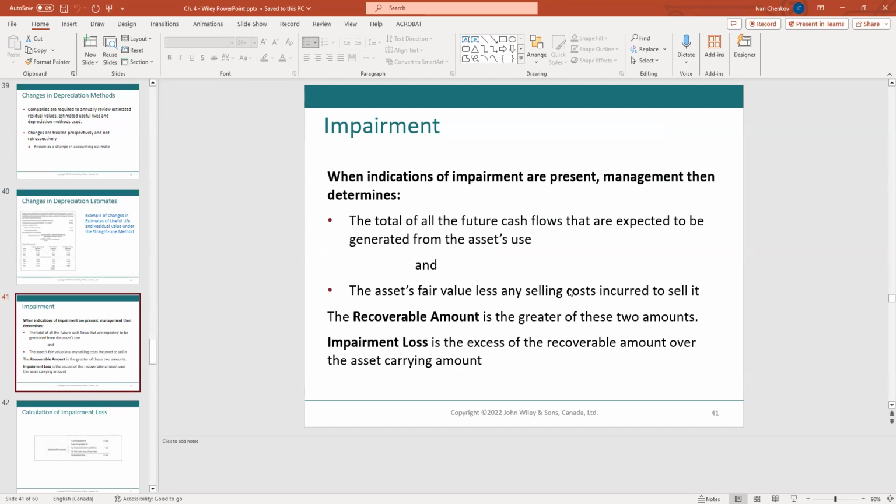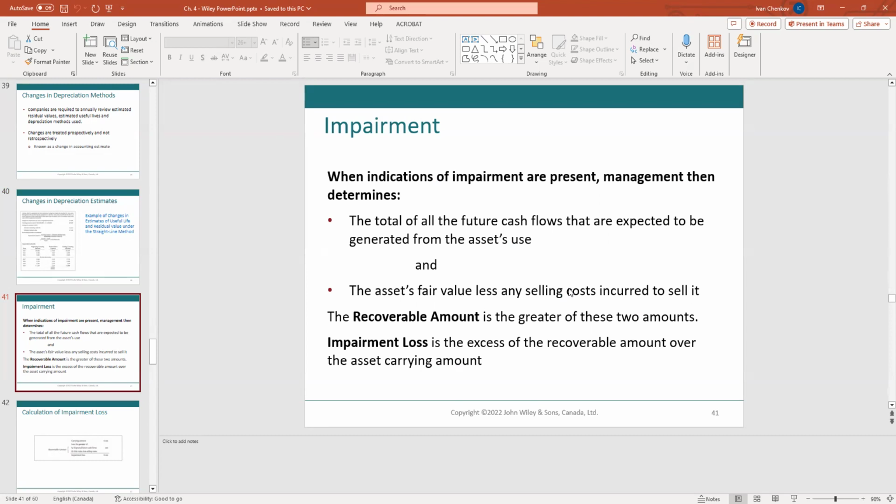Impairment. What's impairment? Impairment is when sometimes there's an event in reality that causes impairment on our assets. What's going to happen in that case? We're going to estimate the total of the future cash flow which is expected to be generated by the asset, and the asset fair value less the selling cost. If those are different, then we have impairment. Then we have to find the recoverable amount.